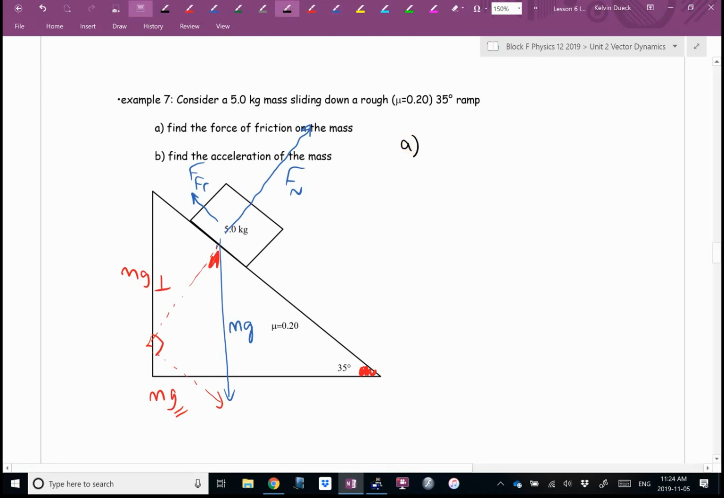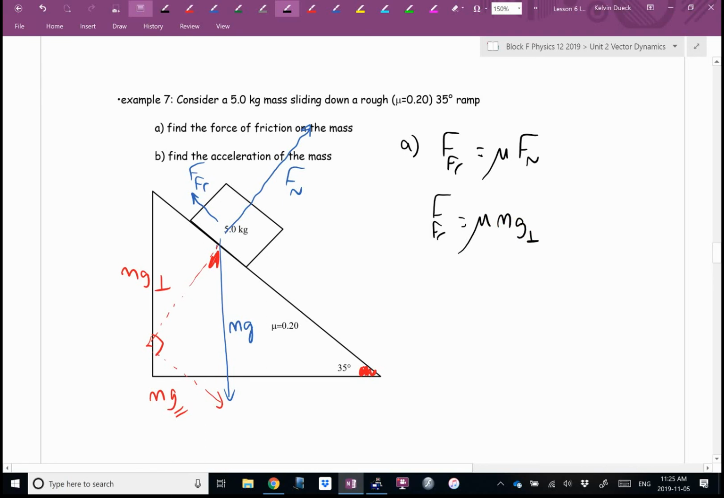A wants me to find friction. Friction is mu times the normal force. I don't know the normal force. Oh, but look. I know another force the same size as the normal force, and it ain't mg. Which force is the same size as the normal force? Friction equals mu mg perpendicular.